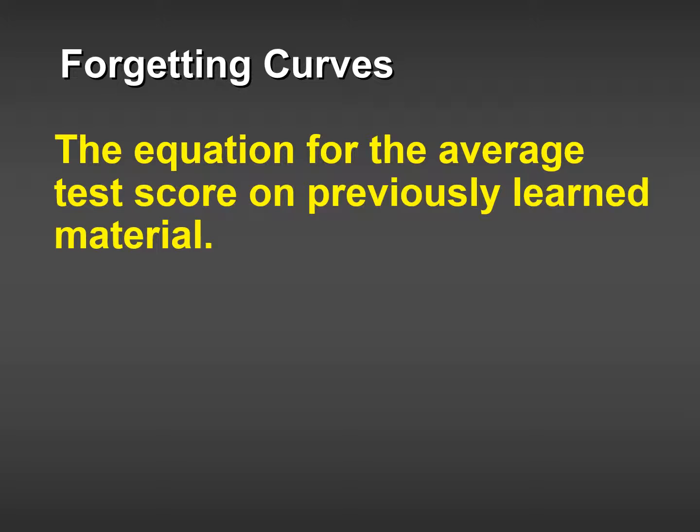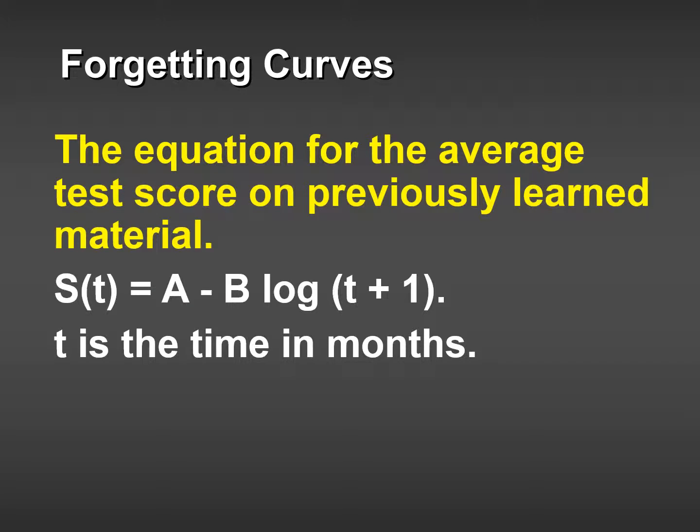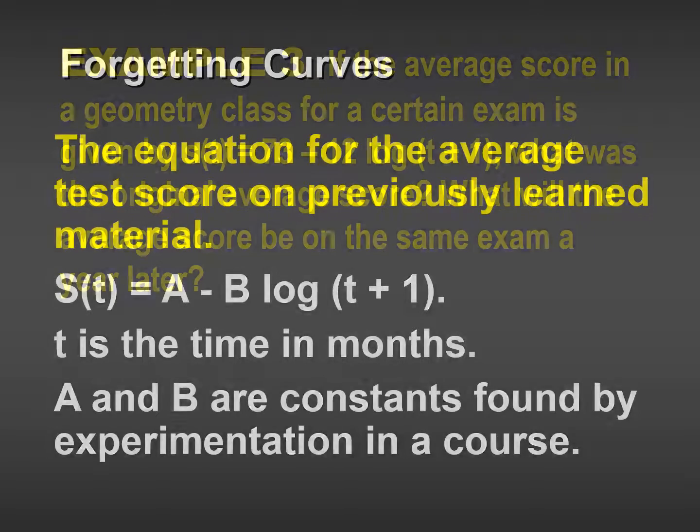In education, there is a formula for forgetting curves. This comes from the idea that the longer you go after you test on information, the more that you forget. The average test score on previously learned material is A minus B log of T plus 1. T is the time in months since you've first tested on the material, and A and B are constants that are already given to you.